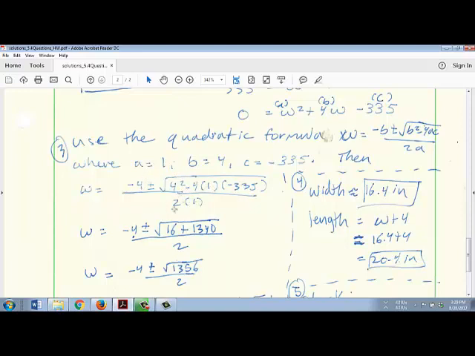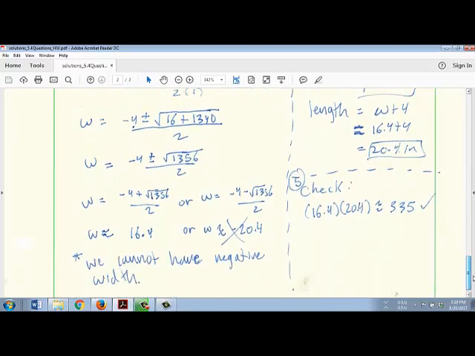Simplifying within the square root, 4 squared is 16. Negative 4 times 1 would just be negative 4. Then negative 4 times negative 335 on the calculator should give you 1,340. 1,340 plus 16 is 1,356. You can use the calculator for this part. Just divide these into the two separate solutions. Negative 4 plus square root of 1,356 divided by 2, or negative 4 minus the square root of 1,356 divided by 2.